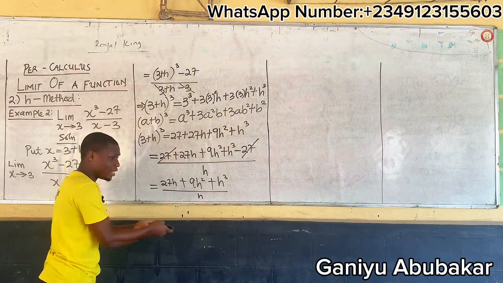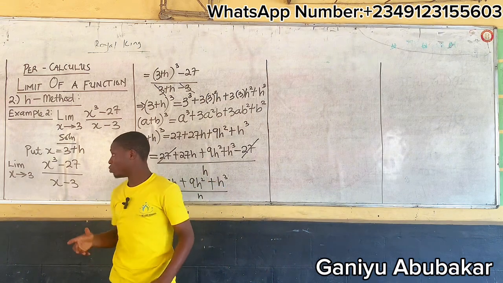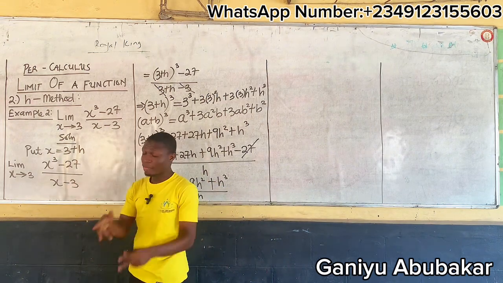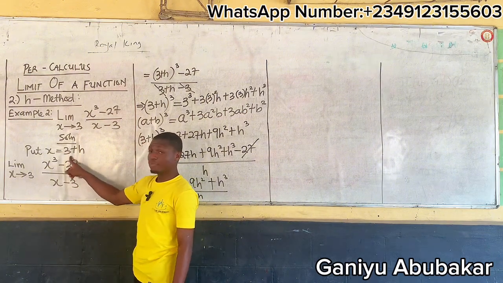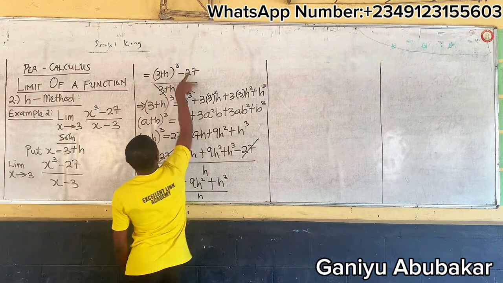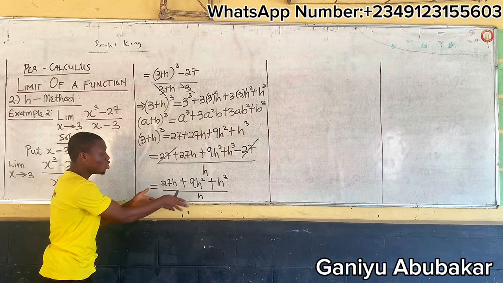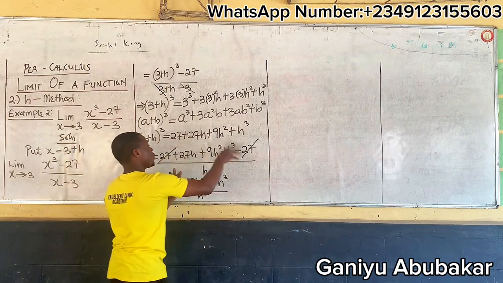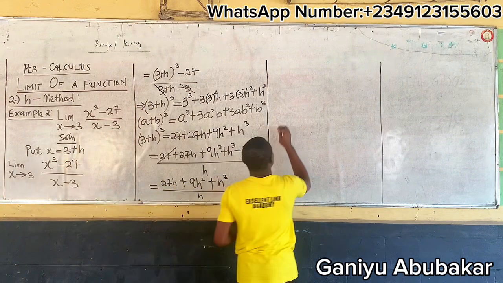My next priority is that your first task is to add h to the given variable, as we did initially. So I have 3 plus h here. When you are done, put this value into the given function as I did here. Then you simplify as far as you can. After simplifying, you have cancelled what is cancelable. The next task says to divide through by h.